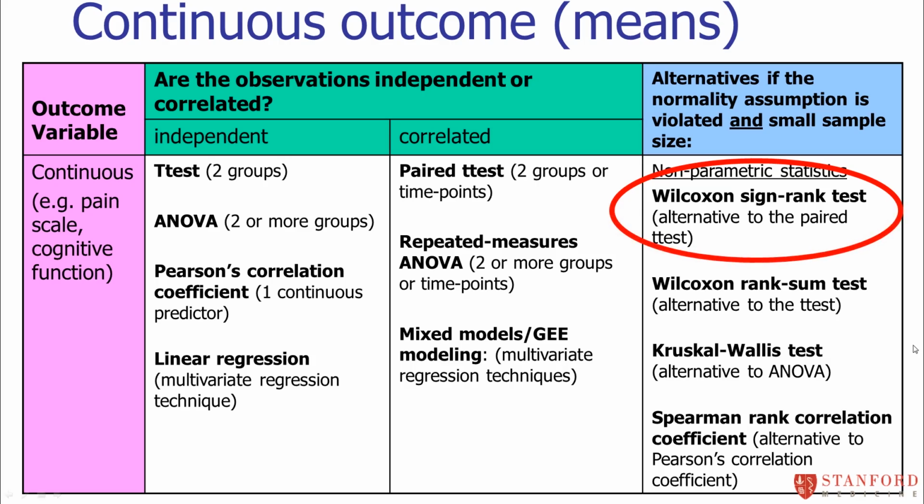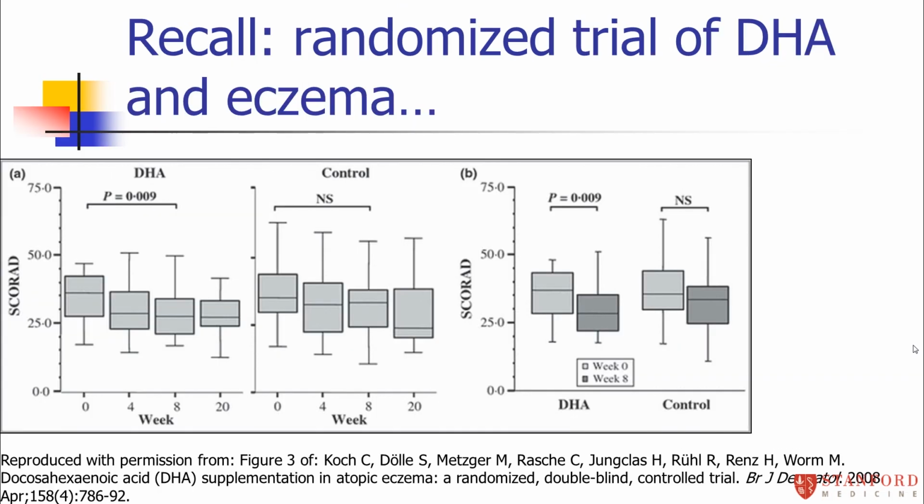I now want to briefly review the Wilcoxon sign rank test. This is the non-parametric alternative to the paired t-test. Recall that we talked last week about a randomized trial of DHA oil to treat eczema. Here's a figure from that trial. I showed you part B from that trial last week.